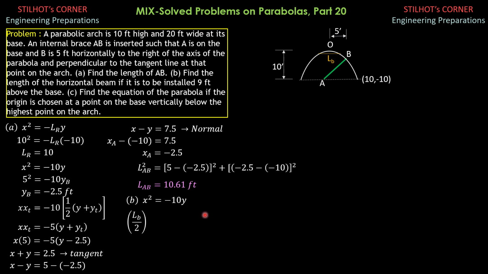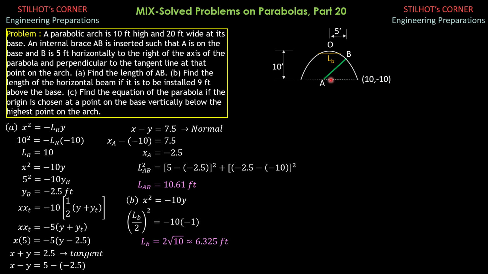LB over 2 quantity square equals negative 10 times negative 1. So this is LB square over 4 equals 10. So LB is square root of 40, or 2 square root of 10. And in decimal, that's 6.325 feet.